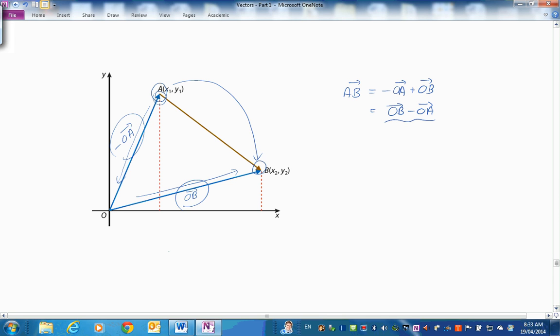Let's check it another way. Let's go OB and then minus OA. That would be down this way. Oh yes, it would be the same, wouldn't it? Minus OA, and these two would be parallel and the same length. So this is the usual way of, if you like, adding to OB minus OA. But they should give you the same result. A vector, same length and parallel.